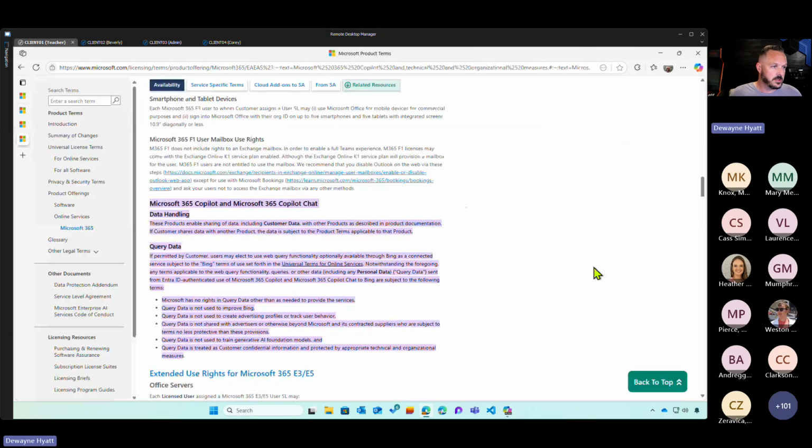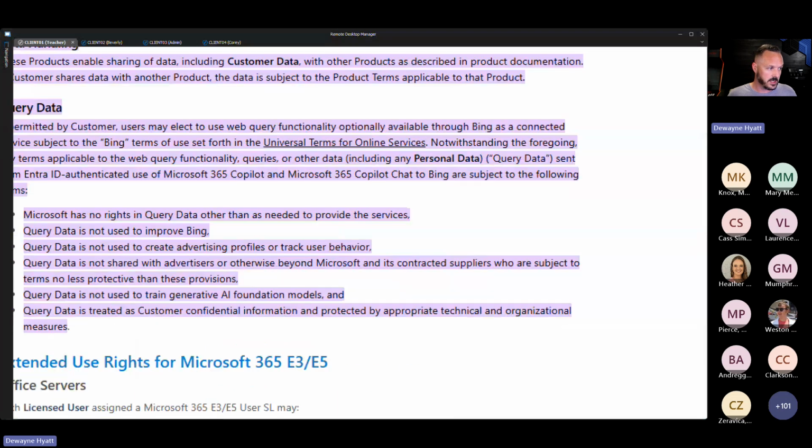Product terms. So I made a shortened URL for this. It is aka.ms/Copilot web query terms. Just drop the link in the chat. It will take you to this page and it will highlight all the relevant bits and pieces on the page. So it should scroll you down and take you straight to it. But you're going to see similar stuff noted here.